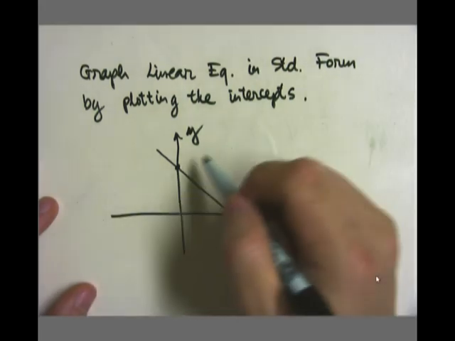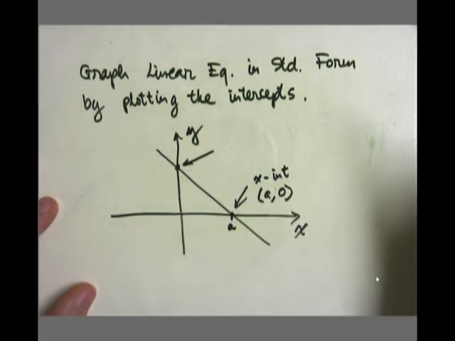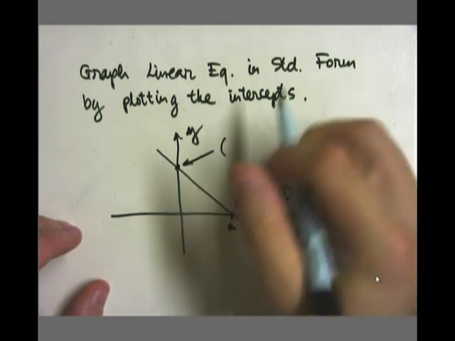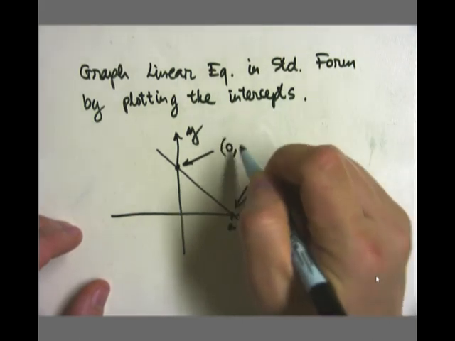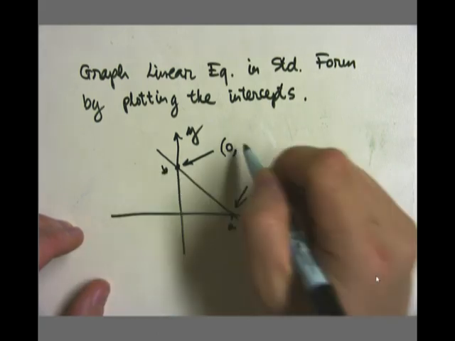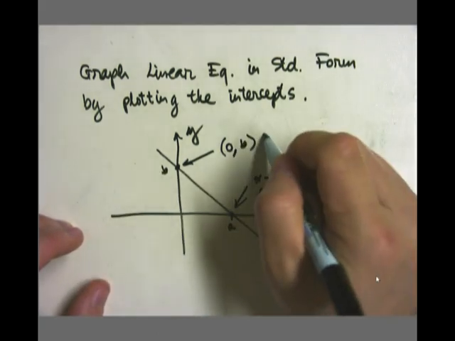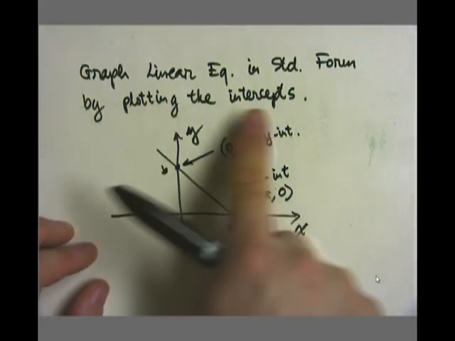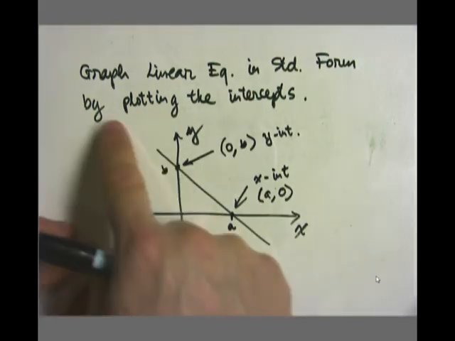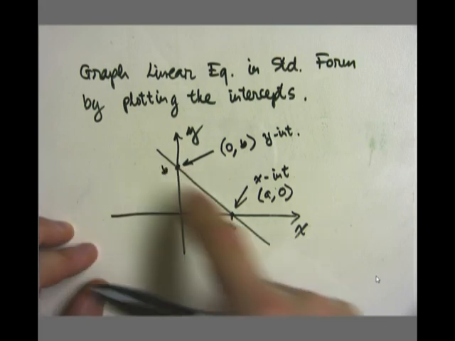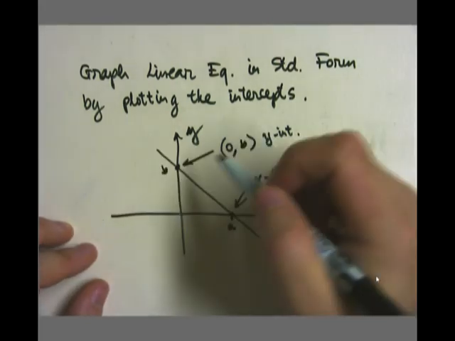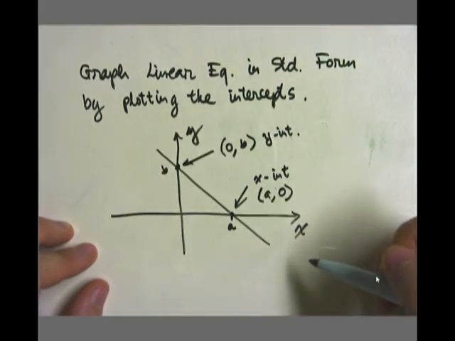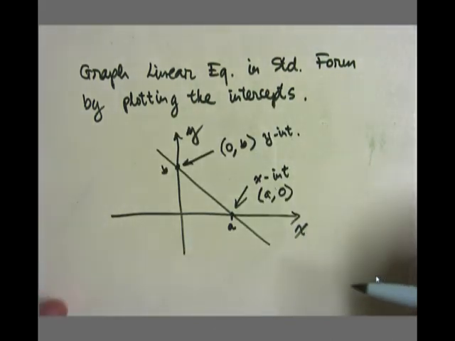Now on the other hand, the crossing point between the graph and the y-axis has coordinates 0 comma some b value, and we call that point the y-intercept. So generally we can graph any linear equation in standard form by simply looking for the two intercepts, plotting the two intercepts on the appropriate axis and connecting the line, and that's how we can get the graph. And so here's how it works.